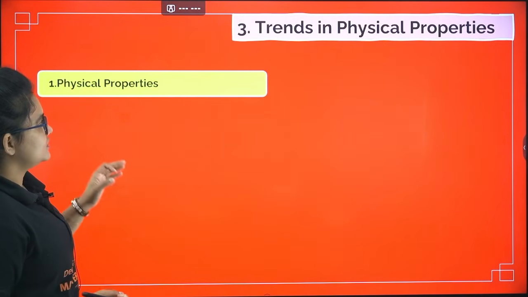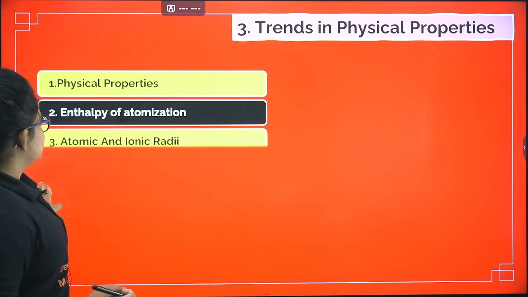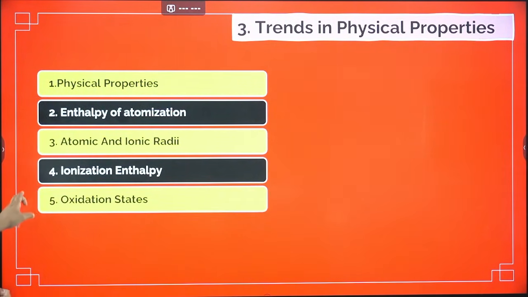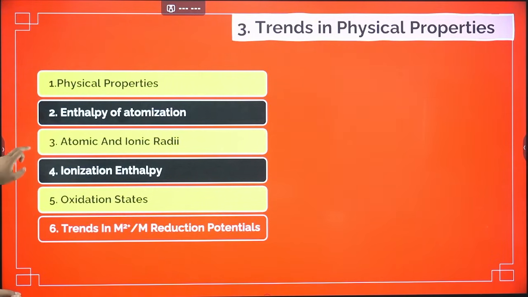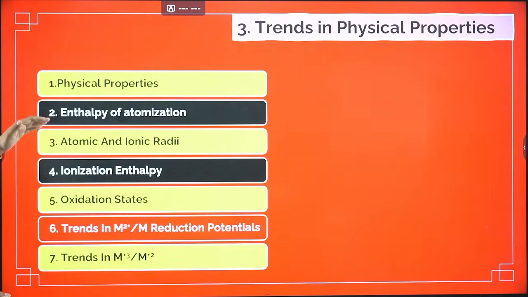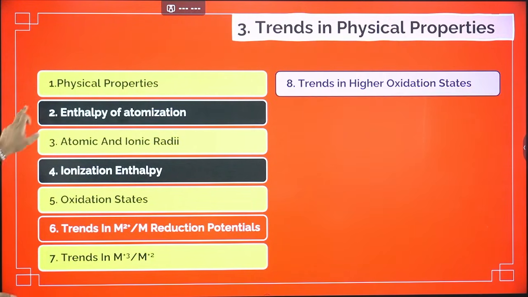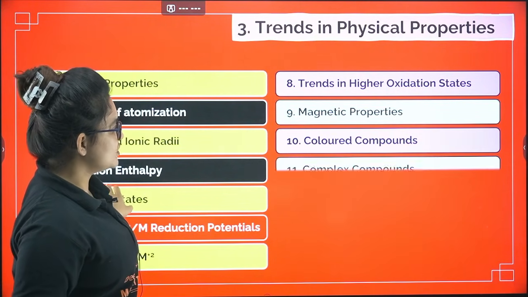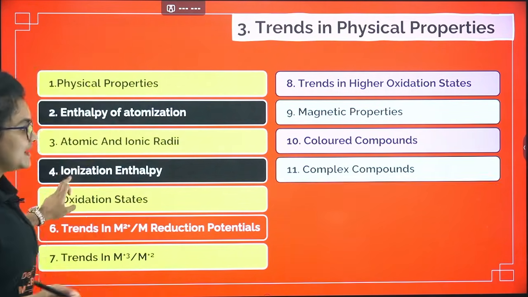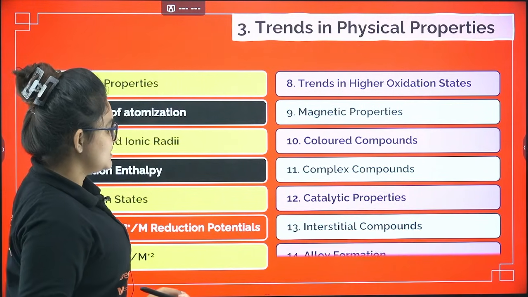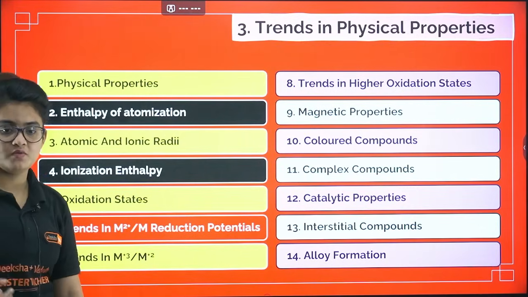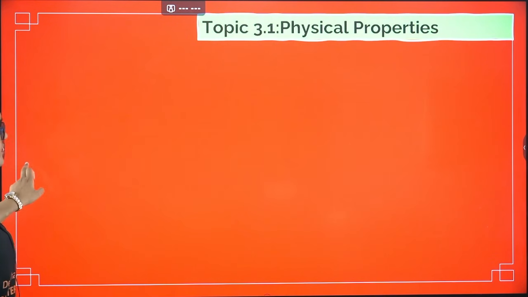So now we are going to discuss the trends in physical properties: enthalpy of atomization, atomic and ionic radii, ionization enthalpy, oxidation state, trends in M2+ to M reduction potential, trends in M3+ to M2+, and trends in higher oxidation state, magnetic properties, colored compounds, complex compounds, catalytic properties, interstitial compounds, and finally alloy formation. So these 14 things we are going to learn one by one.